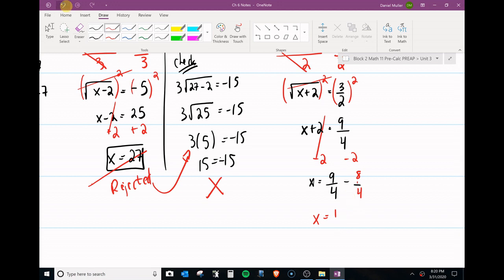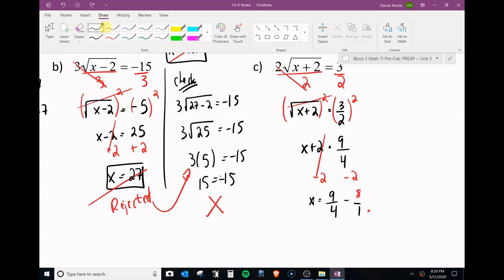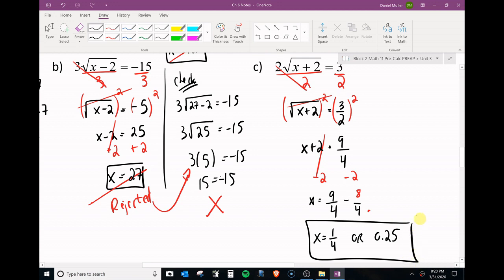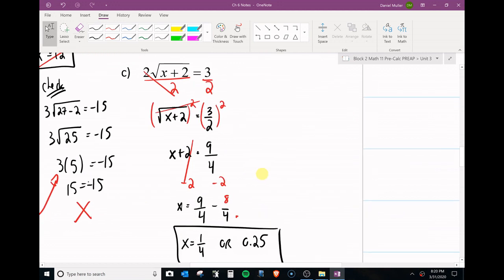I don't know if I accidentally hit the ruler button. There we go. So x equals 1 over 4, or 0.25, depending. So that's what our answer is. That's what we think our answer is, but we need to just check.